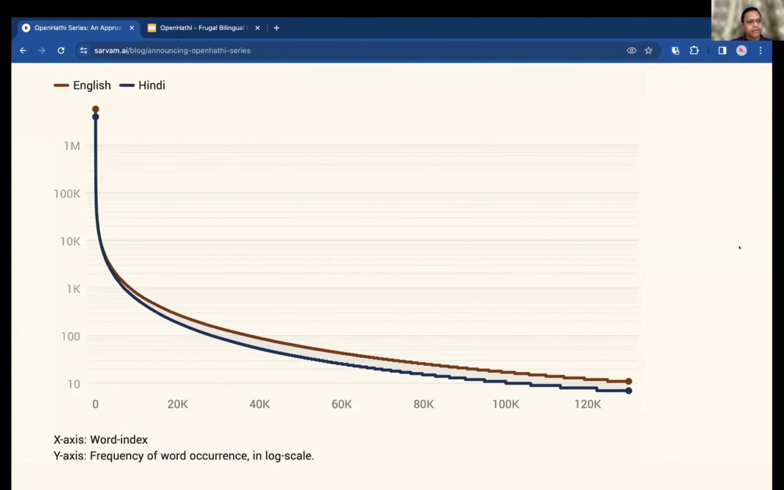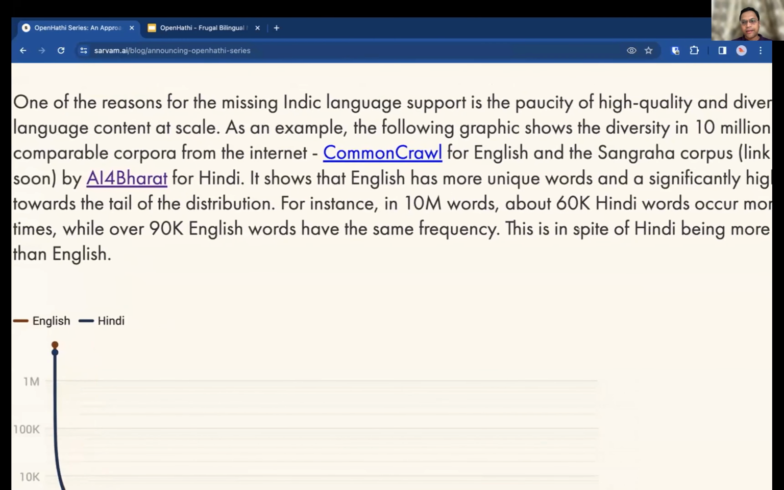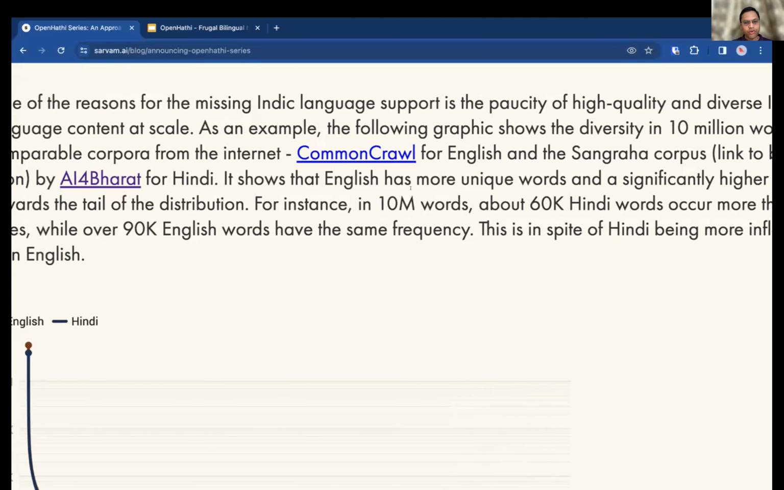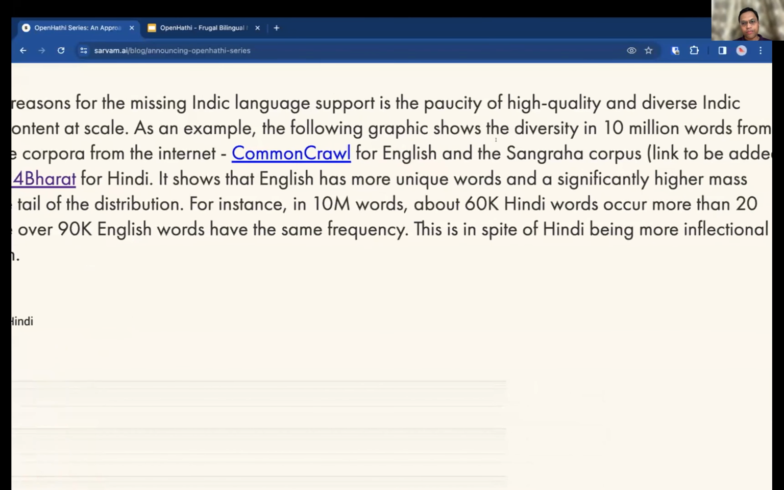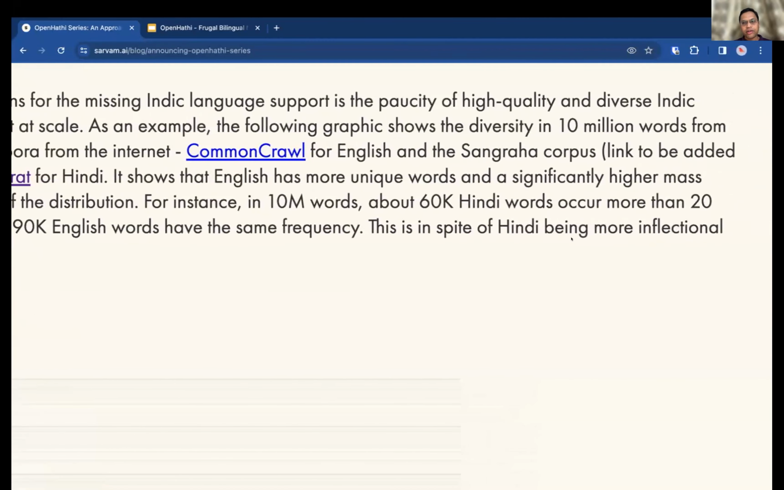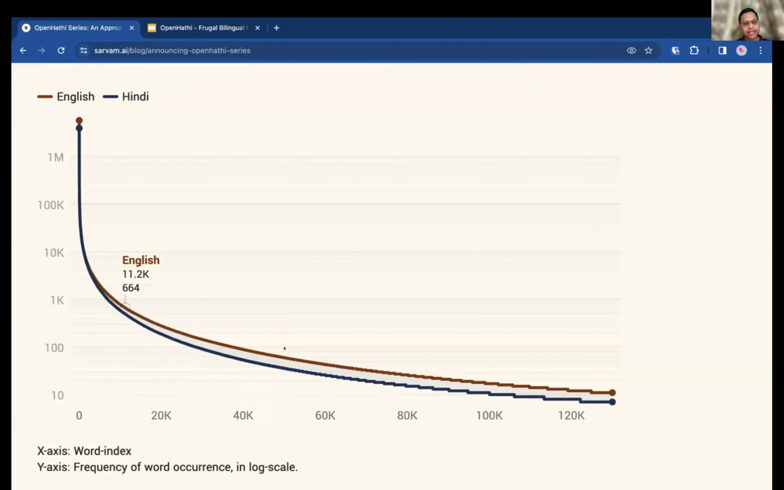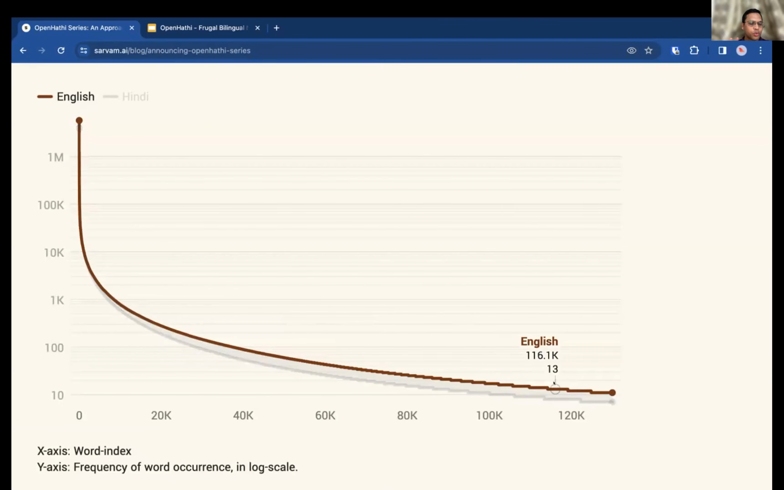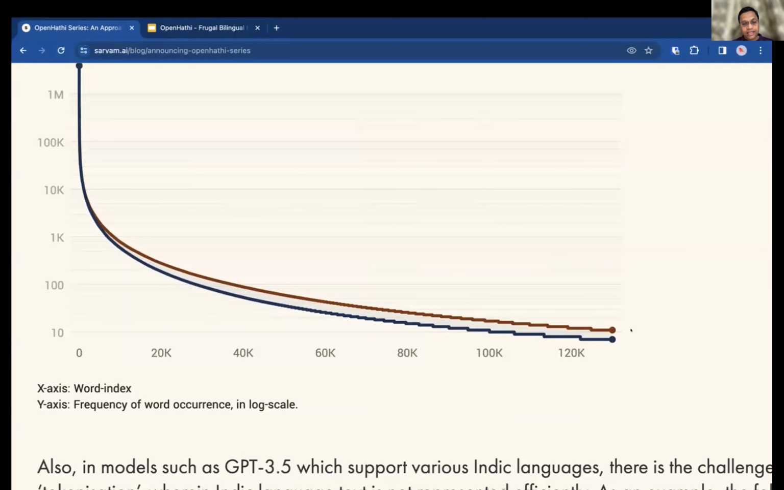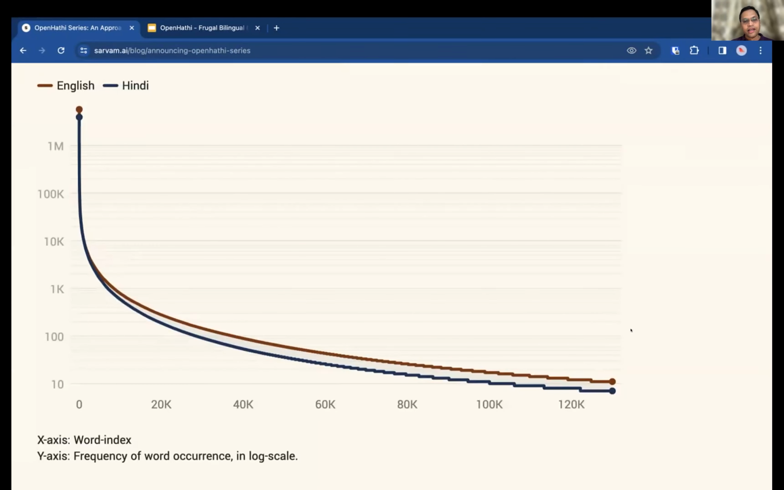But even a very basic frequency distribution does the job. This is taking about 10 million words from Common Crawl on the English side, and the Sangraha corpus, which we have created, on the Hindi side. We took the same amount of content and just looked at the frequency of the words. What you find is that on the English side, you typically have a distribution which has a greater mass towards the tail, which means that there are a larger number of words for a given frequency. And this is in addition to the fact that a language like Hindi is more inflectional than a language like English. So there would be more word forms for a given noun or a verb in Hindi, and still you find that the tail typically is much more heavy in English.